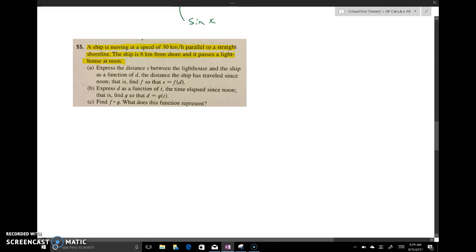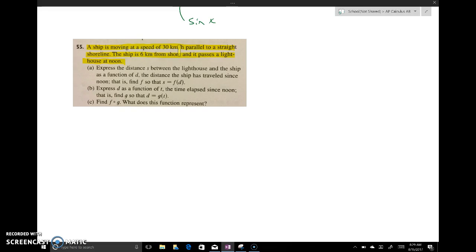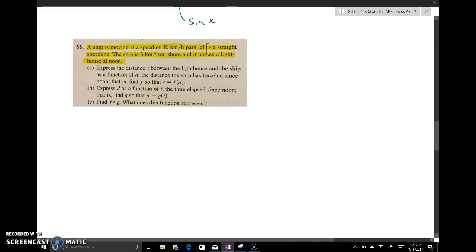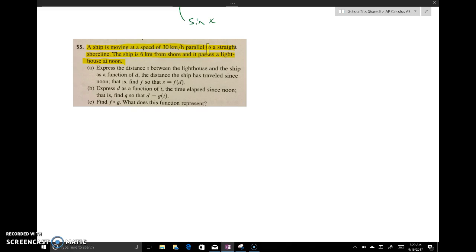Draw a picture of a shore, a ship that's 6 kilometers away from the shore. Label that it's traveling 30 kilometers per hour straight, parallel to the shoreline, and that it passes a lighthouse at noon. So at noon, it should be right next to the lighthouse.